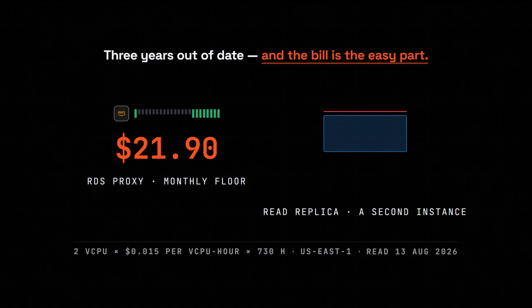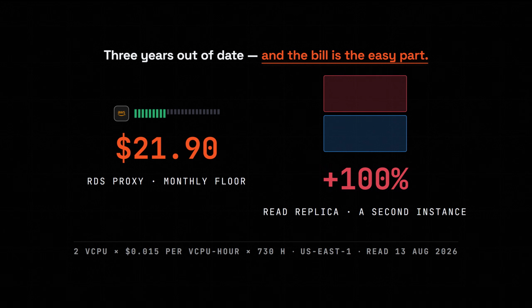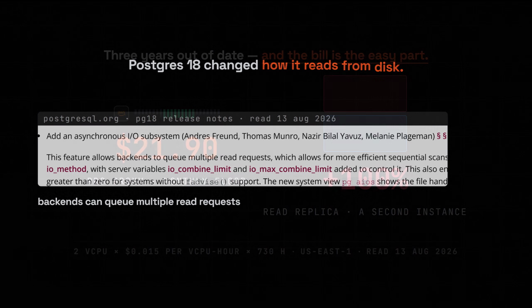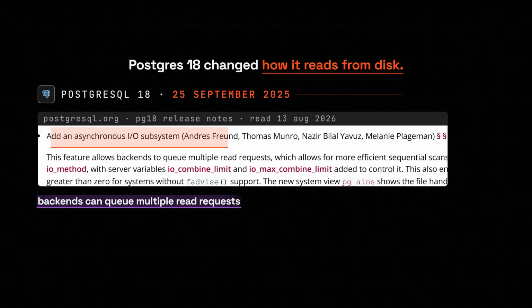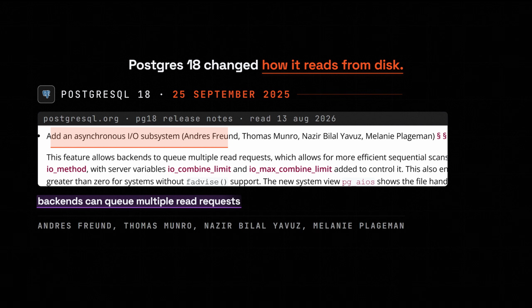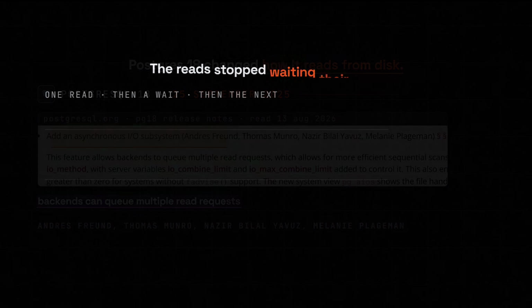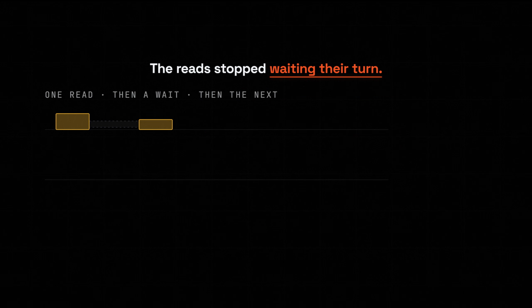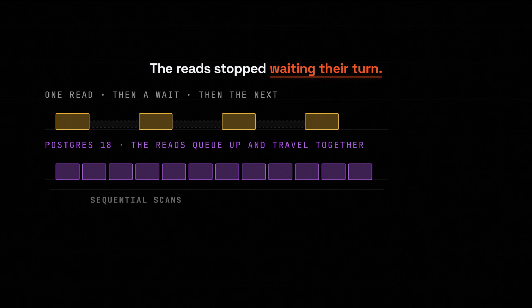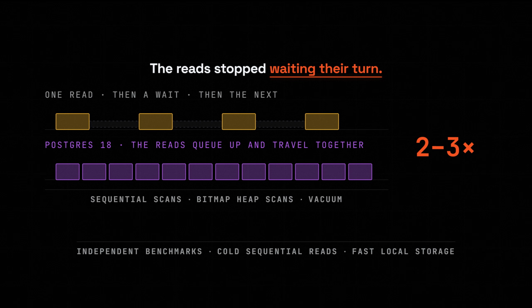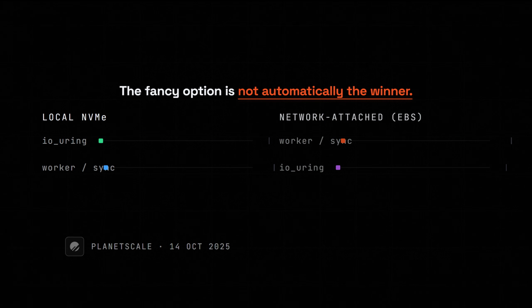Amazon's managed proxy runs about $22 a month against a second instance at full price. Which brings us to the strangest part of this story. On the 25th of September, 2025, Postgres 18 shipped an asynchronous I/O subsystem, the biggest change to how Postgres reads from disk in years. Sequential scans, bitmap heap scans, and vacuum can now queue their reads instead of waiting on each one in turn. Independent benchmarks put cold sequential reads 2 to 3 times faster on fast local disks, though there is a caveat worth keeping.